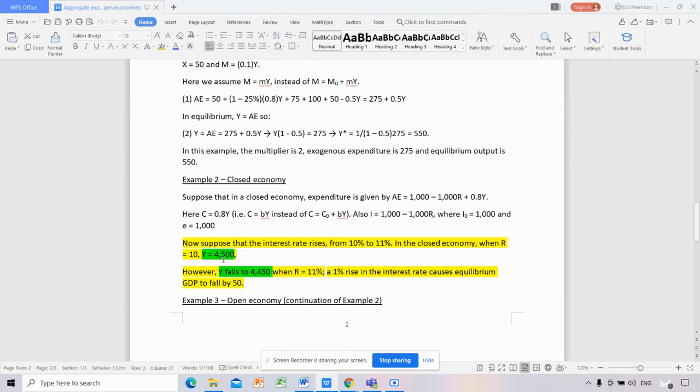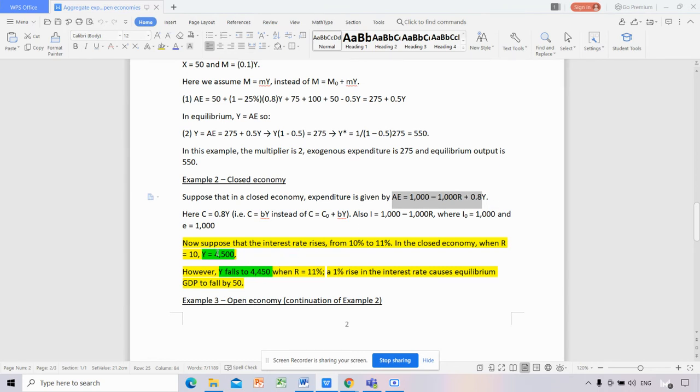So here at a 10% interest rate, given this expression, the income is 4,500. How do we find it? Aggregate expenditure is 0.8y plus 1,000 minus 1,000 times 0.1, where 0.1 is the 10% interest rate. To find equilibrium, we set this expression equal to y and rearrange. So I repeat again: instead of R, you will have 0.1 here. Set this expression equal to y, find y.